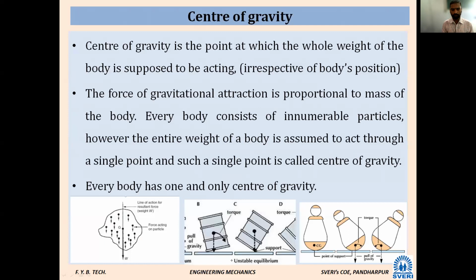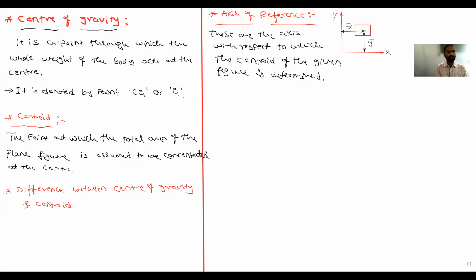Okay. So what is the center of gravity? I have written here. Center of gravity is the point through which the whole weight of the body acts. It is denoted by G or CG. What does centroid mean? The point at which the total area of the plane figure is assumed to be concentrated.